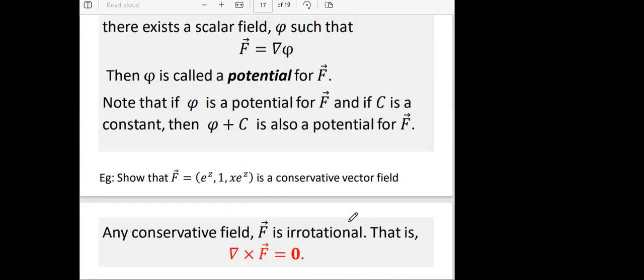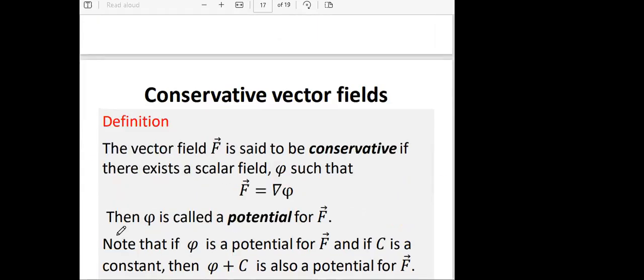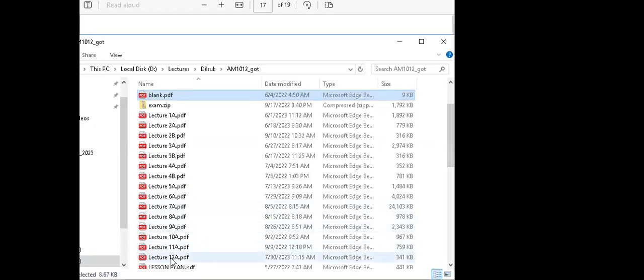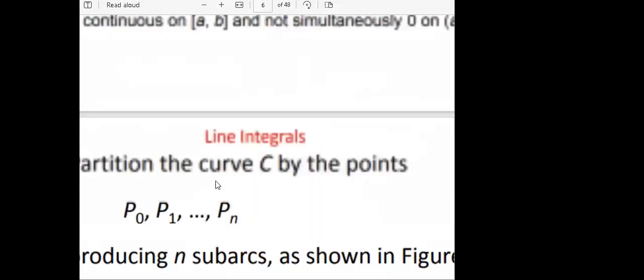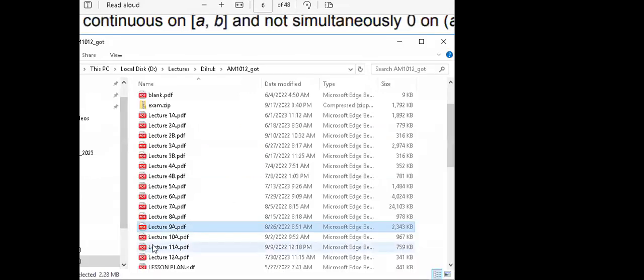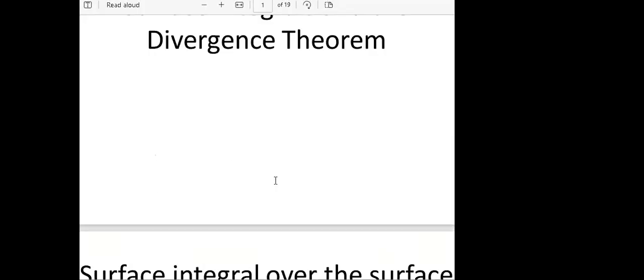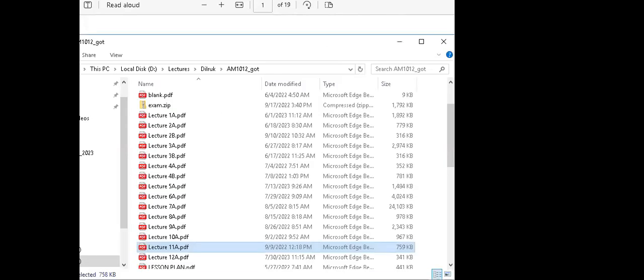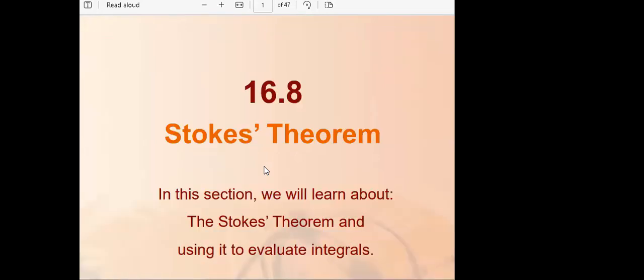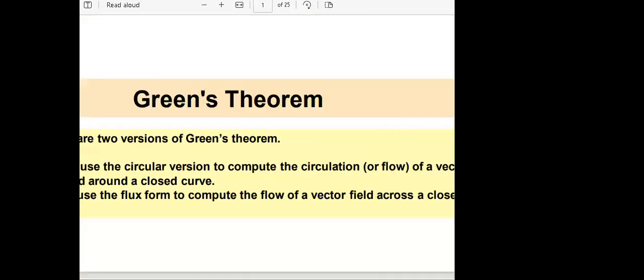Let me see. So now we are here. This is line integral, the 10th one, then Green's theorem, 11, then surface integral and divergence theorem, and Stokes. That's all, Stokes theorem.